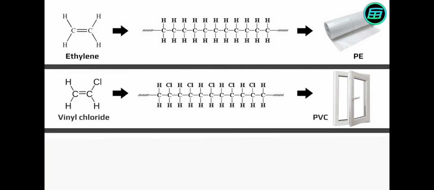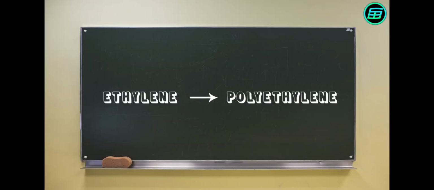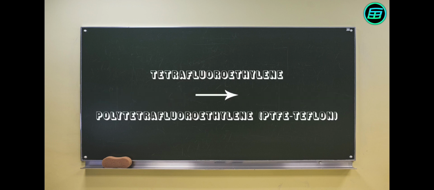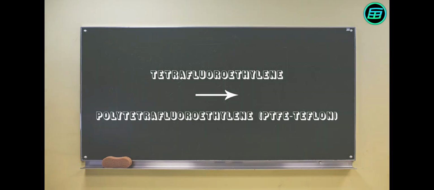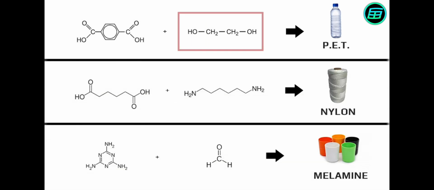So as you can imagine, there are countless different types of polymers with different chemical and physical properties. Like PE and PVC, some polymers are formed by only one kind of molecule, whereas others are built up from 2 or more different kinds of molecules. For example, this is PET. It's formed by reacting terephthalic acid and ethylene glycol, and is mostly used to make plastic bottles.